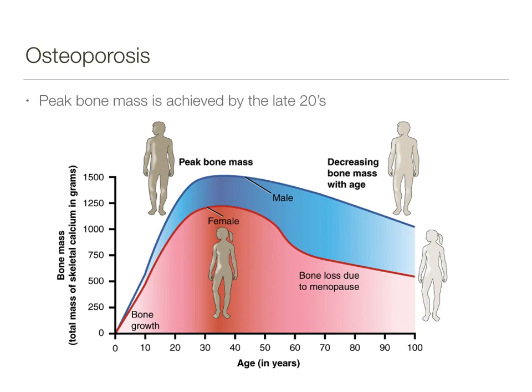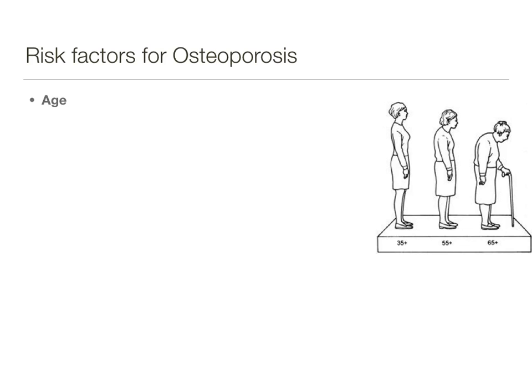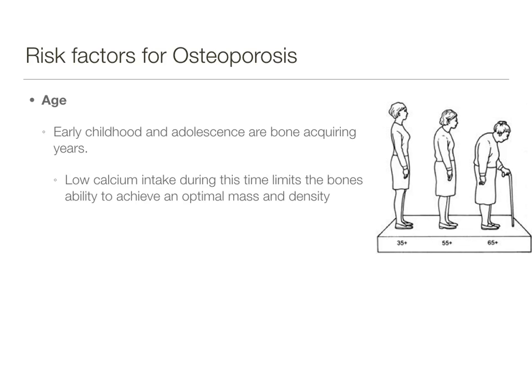This leads into a discussion of the risk factors for osteoporosis. The first one being age. Early childhood and adolescence are considered bone acquiring years. Low calcium intake during this time limits the bone's ability to achieve an optimal mass density by the time we reach the peak bone mass in our late 20s.